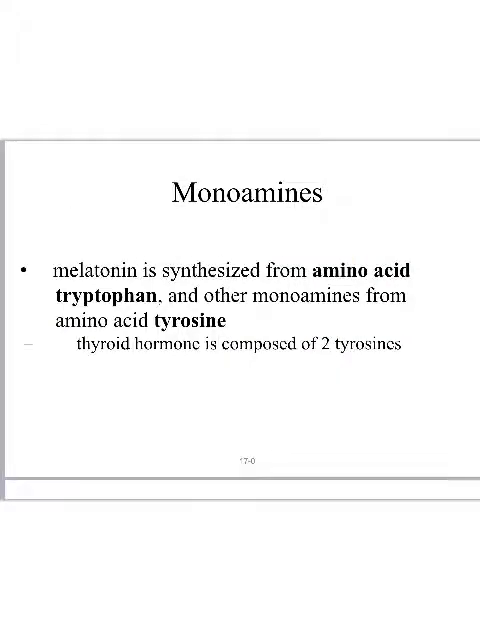Okay, and then monoamines, one example is melatonin, and it's actually made from the amino acid tryptophan. Other monoamines are made from tyrosine. So thyroid hormone is two tyrosines put together. And you don't have to know necessarily how they're made, the biochemical pathways, but I want you to understand what they are and how they're different from each other.